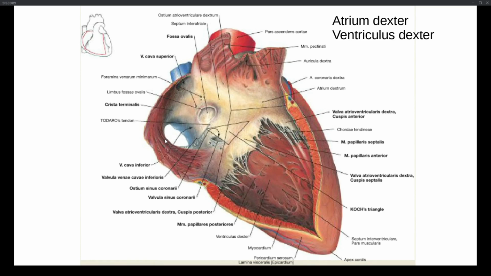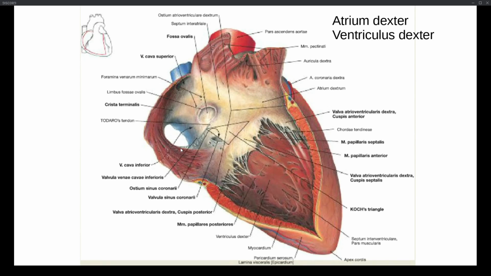So, to get back to the presentation, first of all, we have a view of the right atrium and the right ventricle. And we will start over here with the entrance of the Vena Cava inferior and the Vena Cava superior. You can see this over here and here. Then we have the Valvula Venae Cavae inferioris. I know it's a very long name.